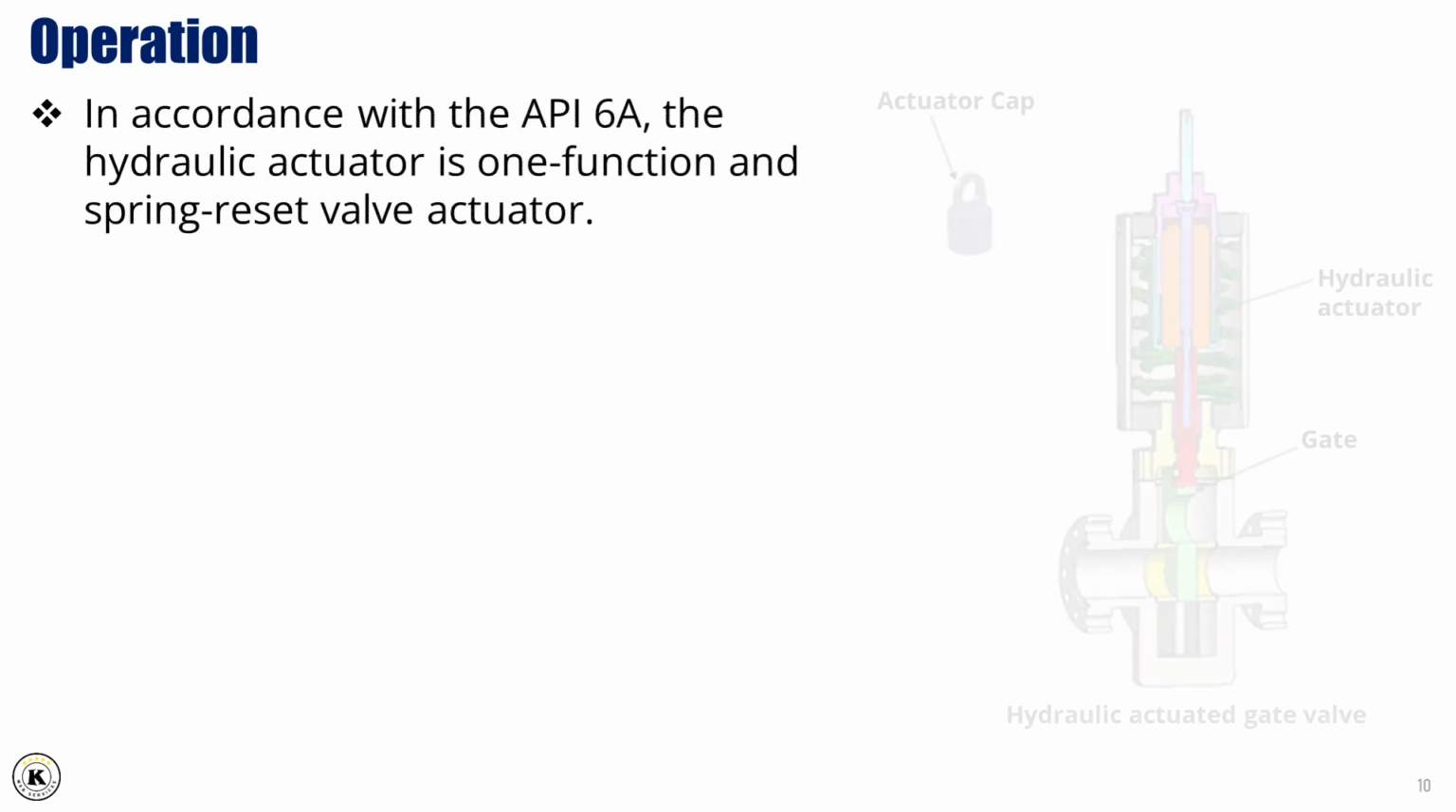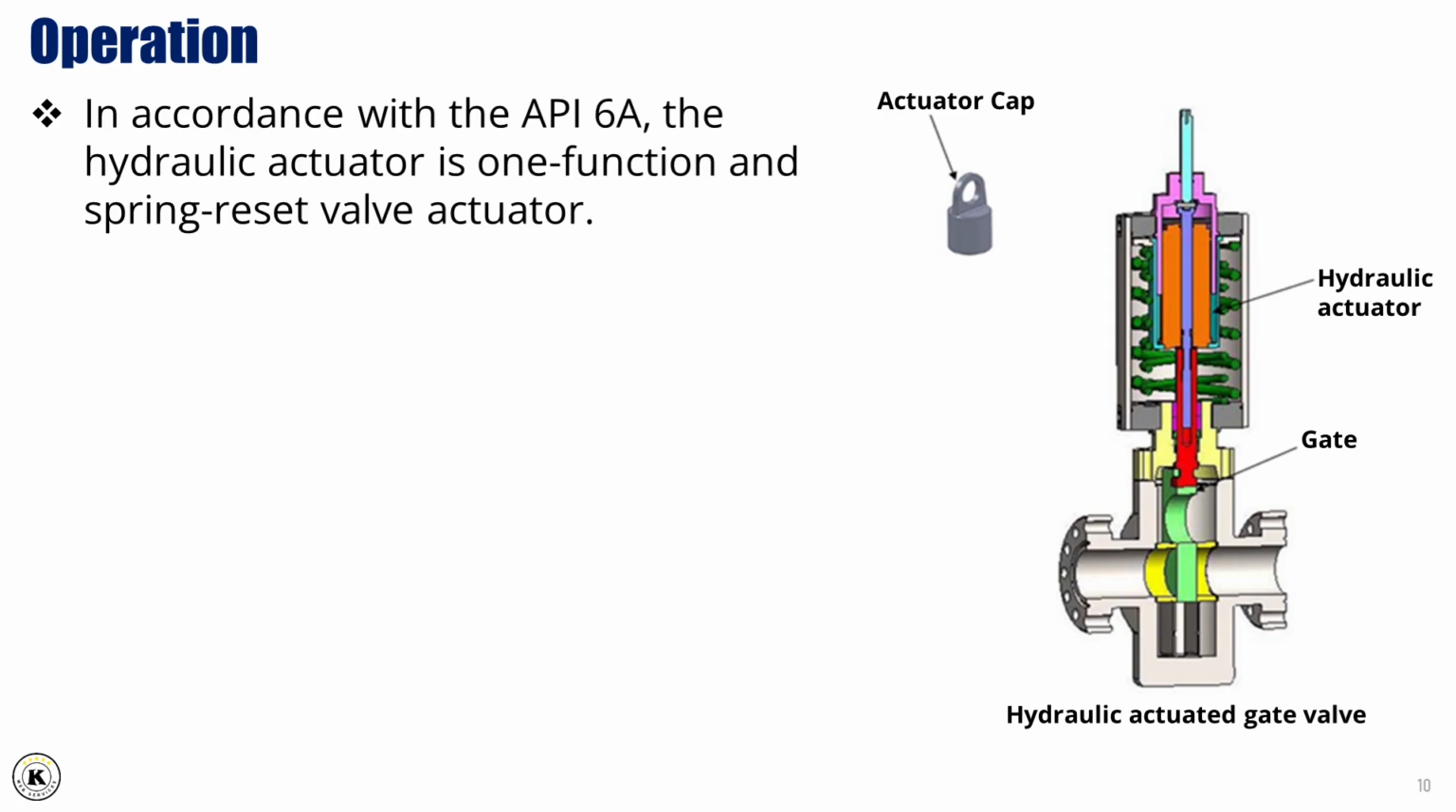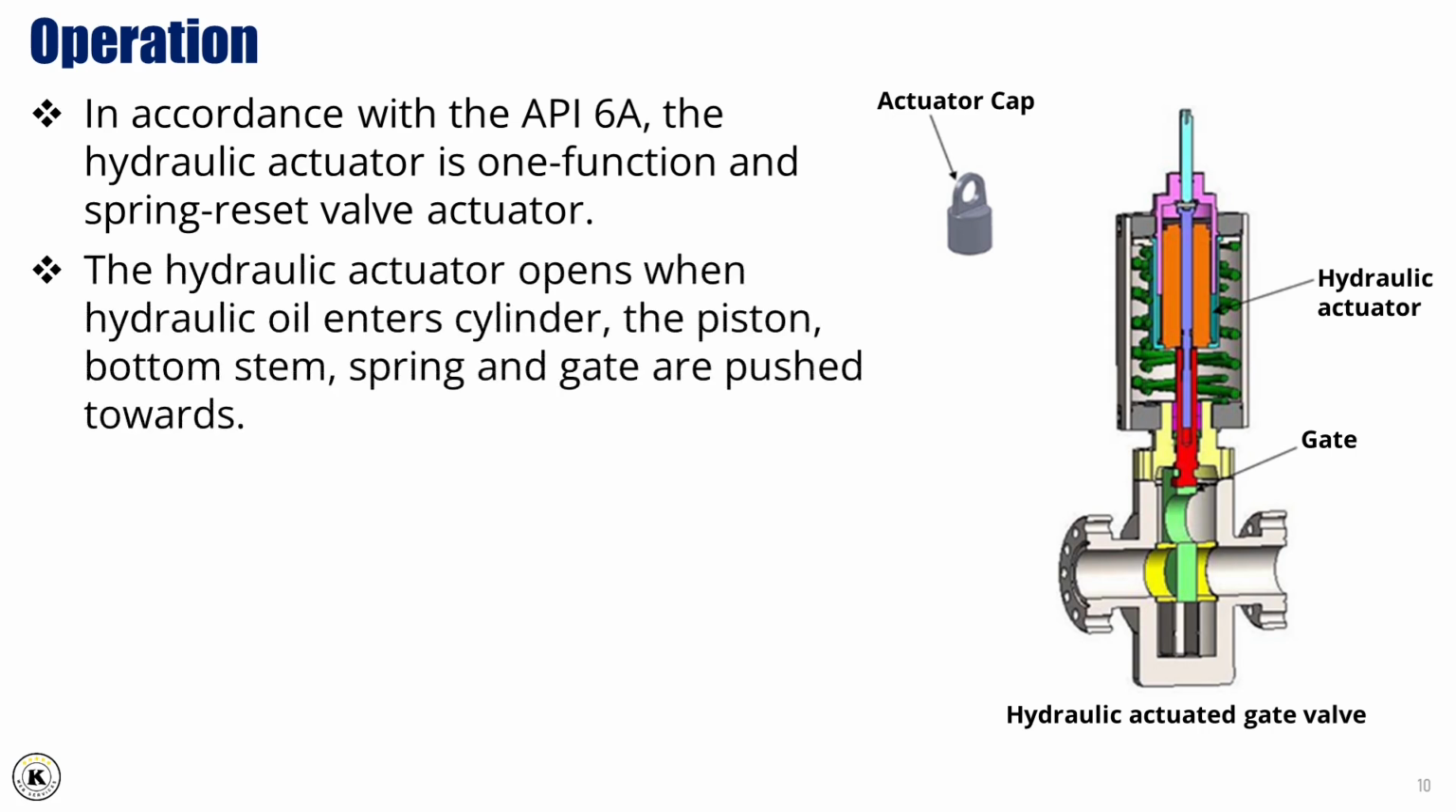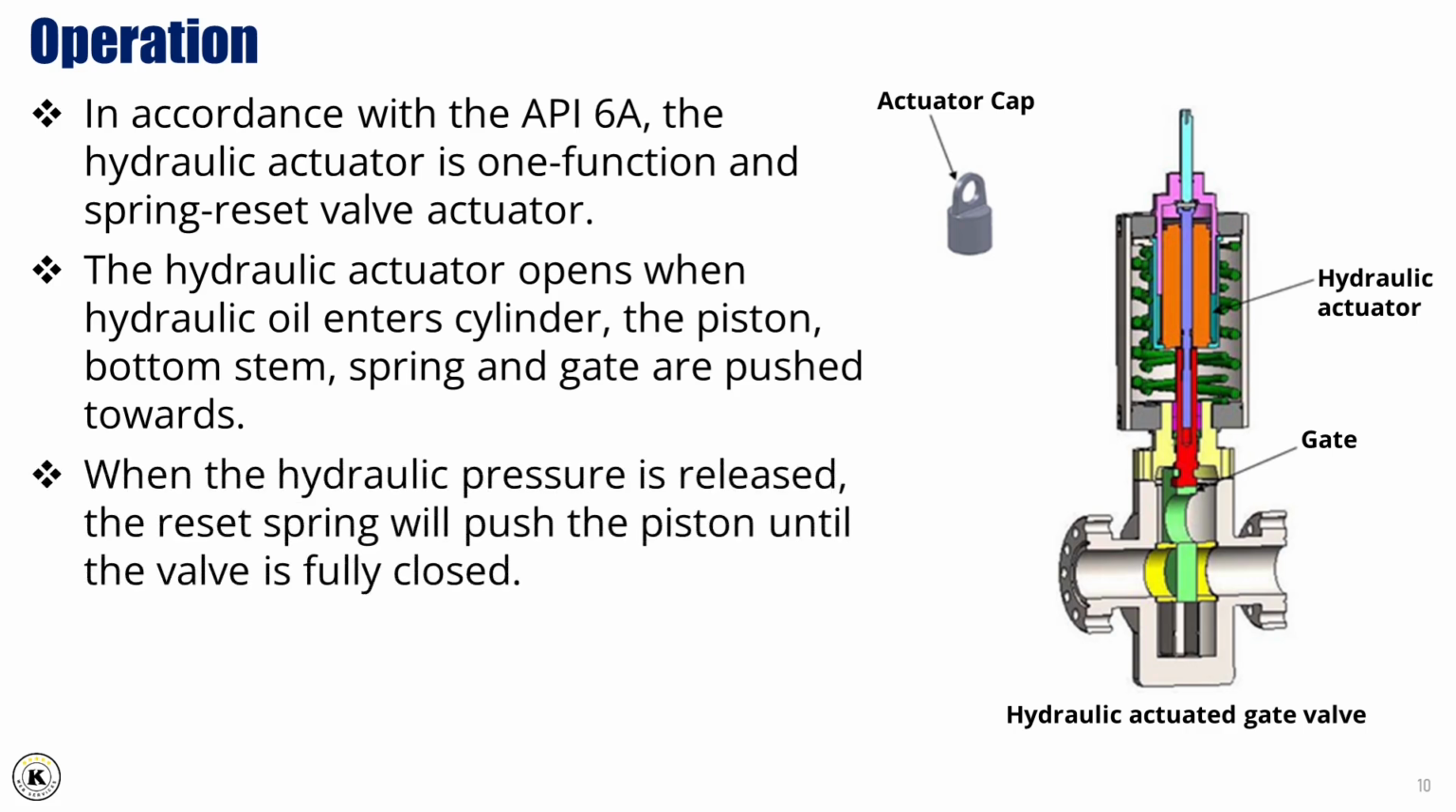SSV operation. In accordance with the API 6A, the hydraulic actuator is one function and spring reset valve actuator. The hydraulic actuator opens when hydraulic oil enters cylinder. The piston, the bottom stem, spring and gate are pushed towards. When the hydraulic pressure is released, the reset spring will push the piston until the valve is fully closed.